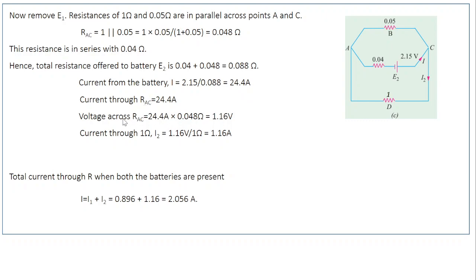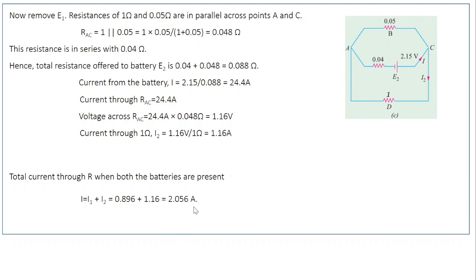The potential drop across RAC is current multiplied by resistance, which is around 1.16 volt. The same voltage is going to drop across 0.05 ohm, and the same voltage is going to drop across 1 ohm, because these two are in parallel, right? So the current through 1 ohm, which we call I2, is voltage 1.16 volt divided by 1 ohm. This is equal to 1.16 ampere. So the individual currents are 0.896 and 1.16. According to superposition theorem, the total current is an algebraic sum of these two. So you get total current of 2.056 ampere.